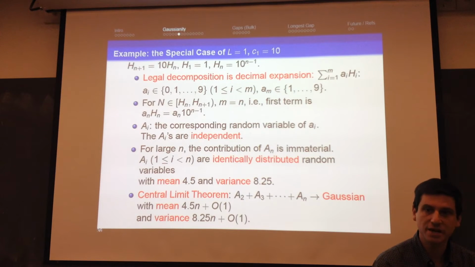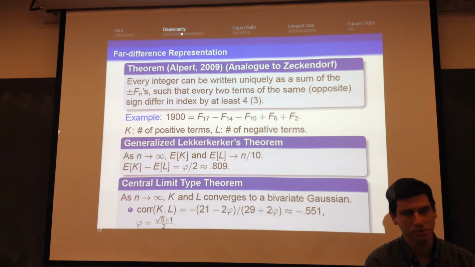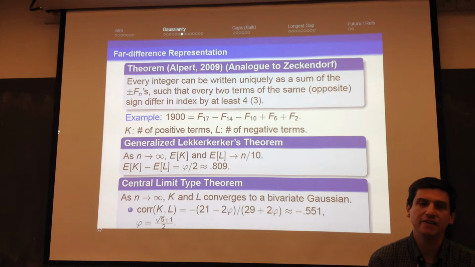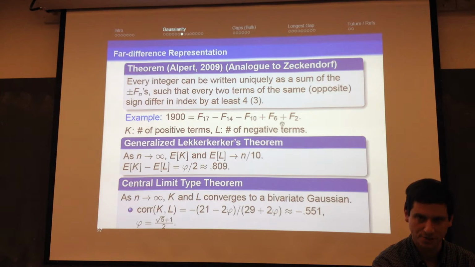So this is a really nice application of the central limit theorem, and you can see the sums of the independent random variables. All right, here's a couple of other interesting variations you can do. Another nice one is, rather than just using the Fibonacci numbers, what if you allow yourself to use signed Fibonacci numbers? So you can use both positive and negative Fibonacci numbers. So if you want to do 1900, it would be f17 minus f14 minus f10 plus f6 plus f2.